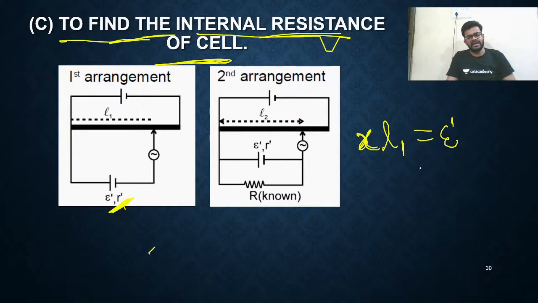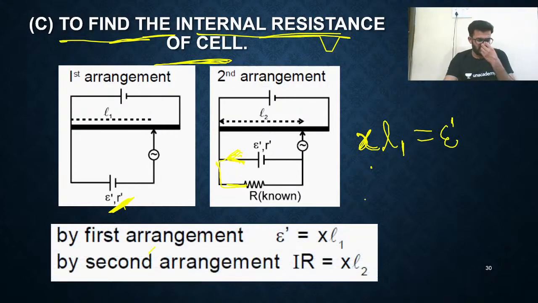No problem. In the second arrangement, current will flow definitely, but it will not go to the galvanometer. So directly, in the second circuit, you can find the unknown resistance. I have written everything here for you. First circuit: E dash is equal to X L1. Second circuit: I into R is equal to X L2.